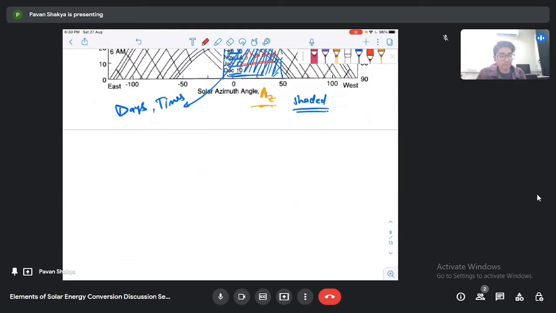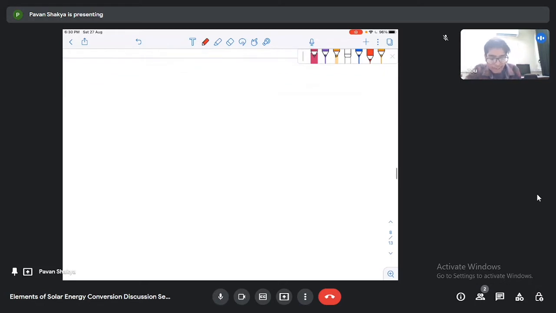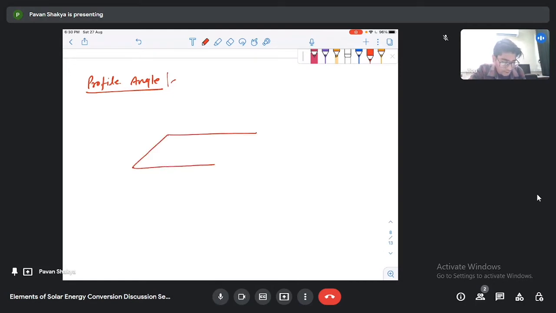Before going to the next problem, I would like to introduce one angle, that is the profile angle. What does this profile angle mean? That I will try to show you. Let's say this is an overhang, and here comes our window.